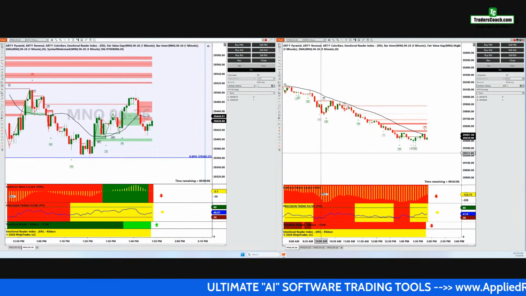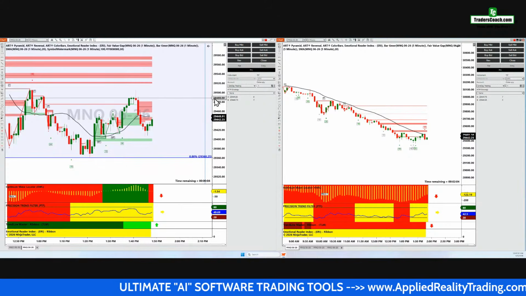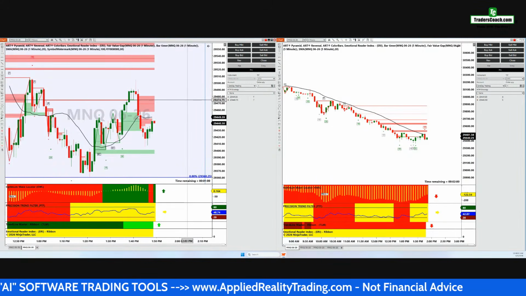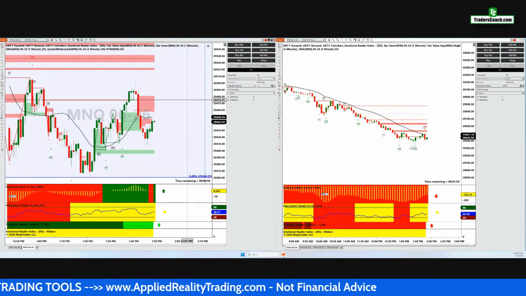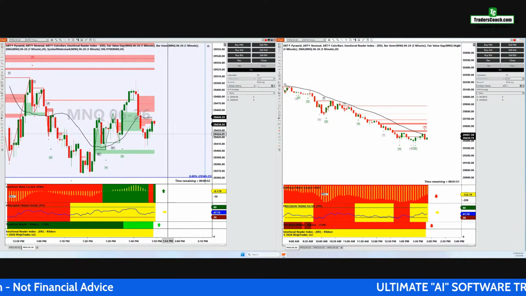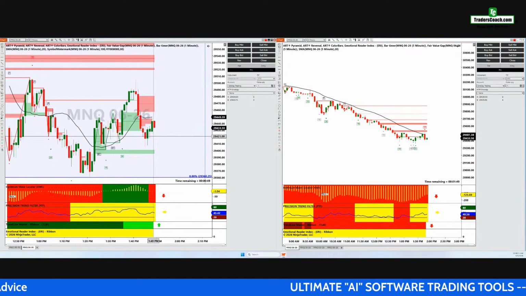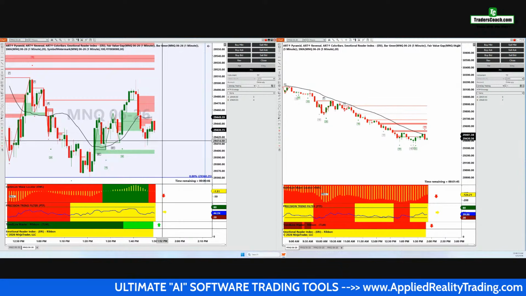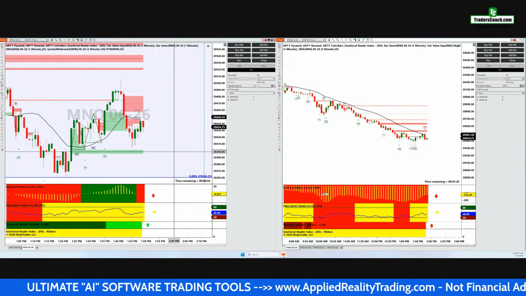All right, let's see if we can get a body below consequent encroachment. No, right on consequent encroachment. Still respected though. What I'd like to see here is a big candle down, creating another bearish fair value gap. It might get that.